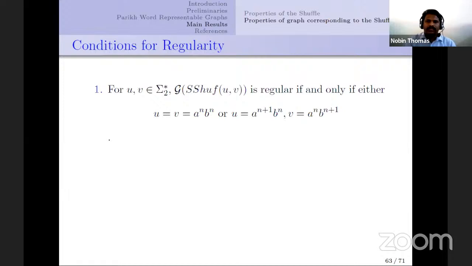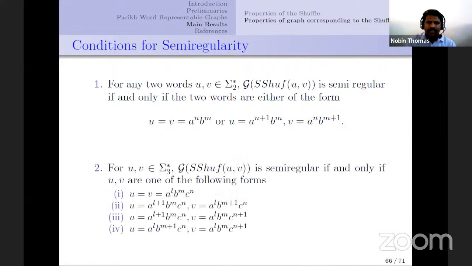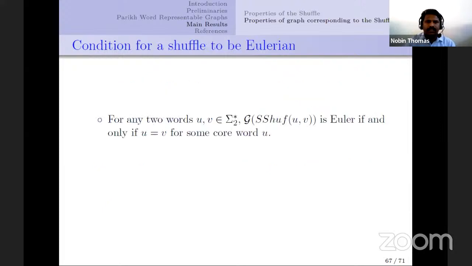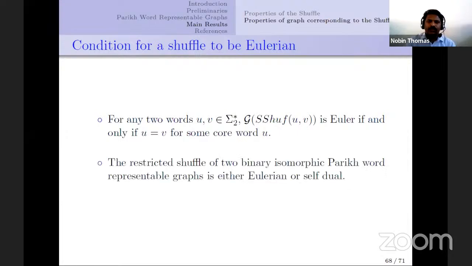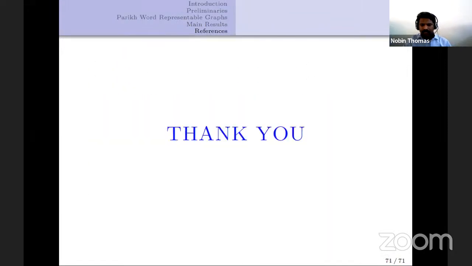These are some conditions. Here we found some conditions for regularity, and similarly we found conditions for semi-regularity on ordered binary or ternary alphabets. And here, for any two binary words, the shuffle of u and v is Eulerian if and only if u equal to v for some core word u, and the restricted shuffle of two binary isomorphic Parikh representable graphs is either Eulerian or self-dual. These are our main references. Thank you.